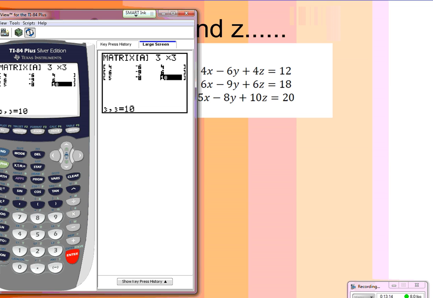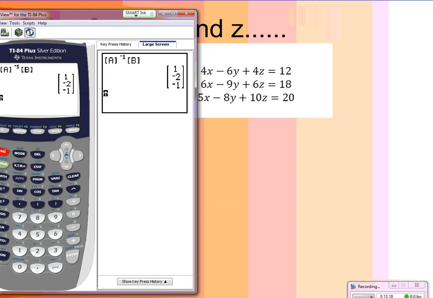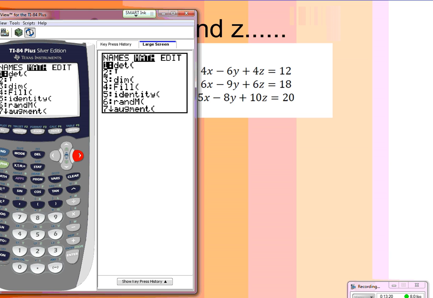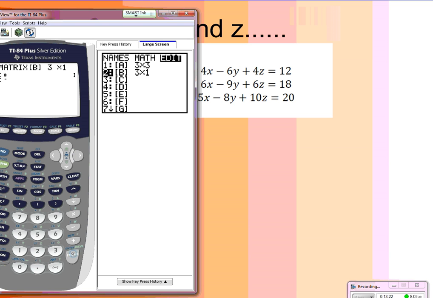Okay, so now there's my, I call it the coefficient matrix. So that's what I want. So quit out of that. Now go over to the other matrix. For B, I want it's still 3 by 1. And now I'm going to put in 12, 18, and 20.